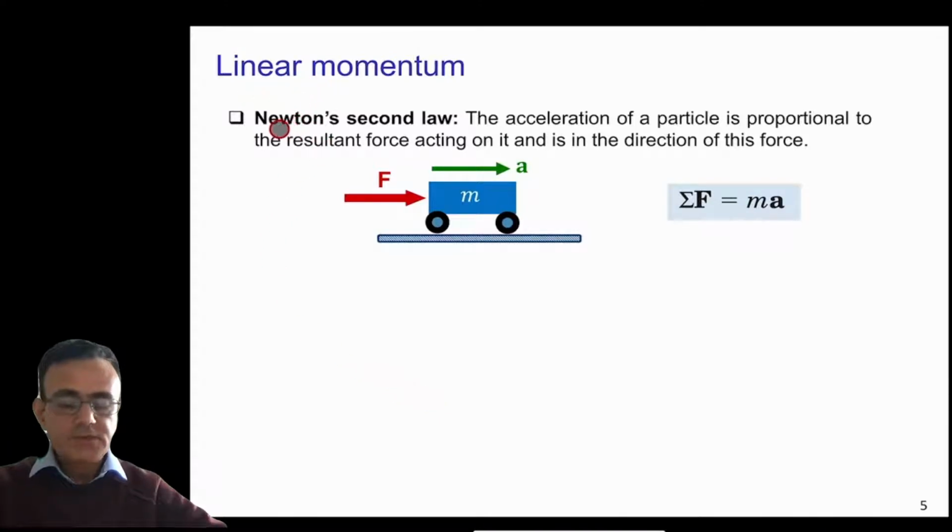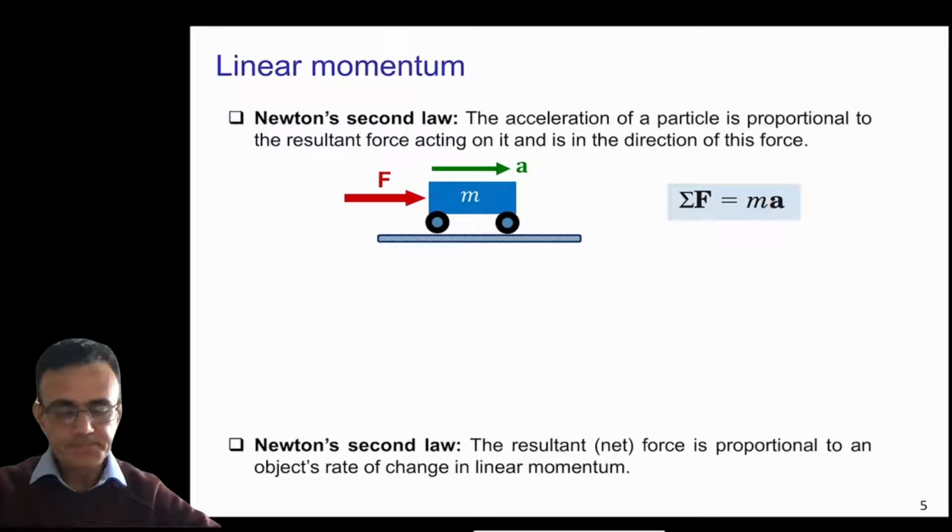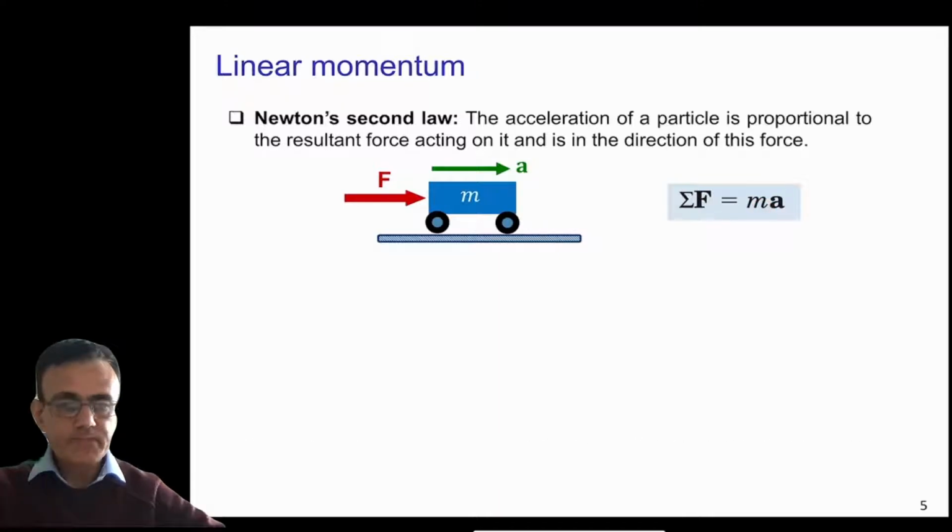Consider Newton's second law: the acceleration of the particle is proportional to the resultant force acting on it and is in the direction of this force. If you apply a force F on a body of mass m, the acceleration of the body is a. Then we can write Newton's second law as the summation of all the forces equals ma, which we discussed in quite some detail in the previous lectures.